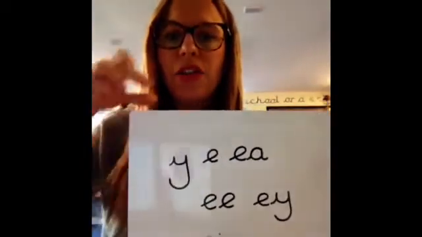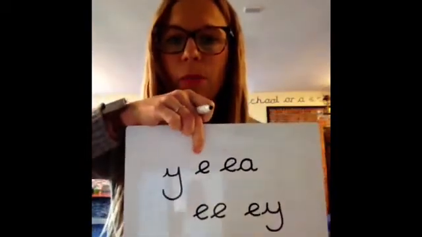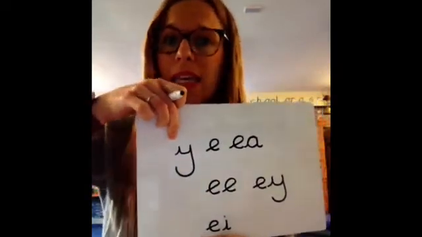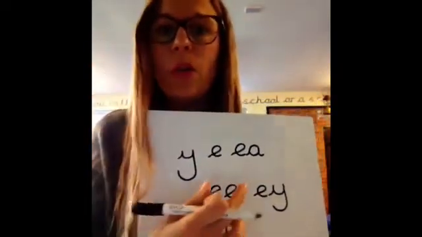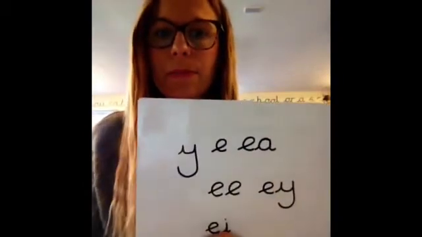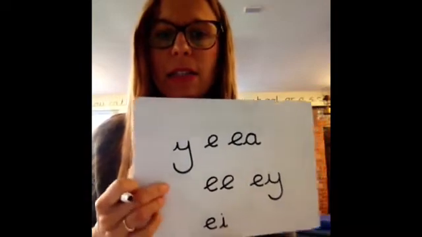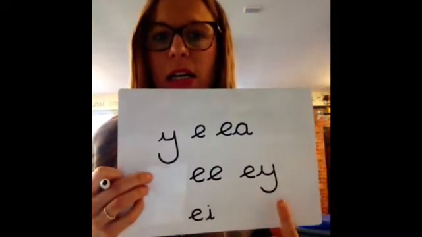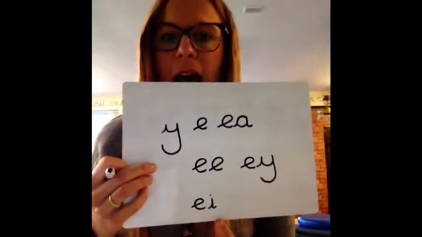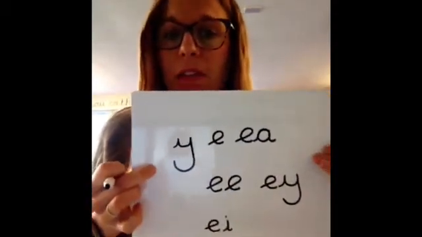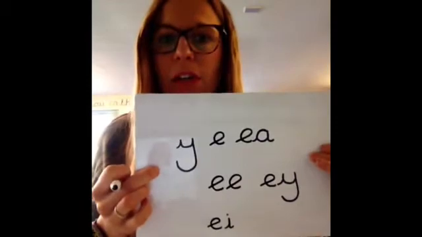So we have just the E on its own. We have the Y letter that can make the E phoneme. We've got the E and the A. We've got the 2 E's together, that's the very first one we ever learn. We've got the E and the Y, and the E and the I. So there are your 6. Well done if you got all of them. If you didn't, don't worry. We're going to have a look at them this week.